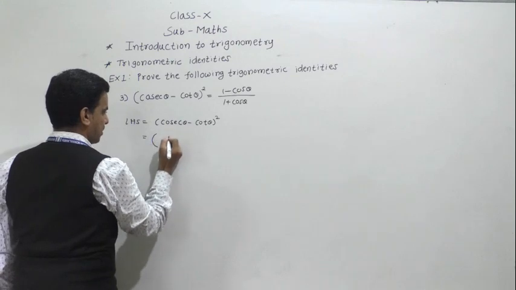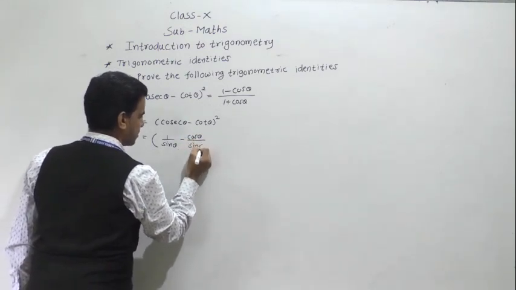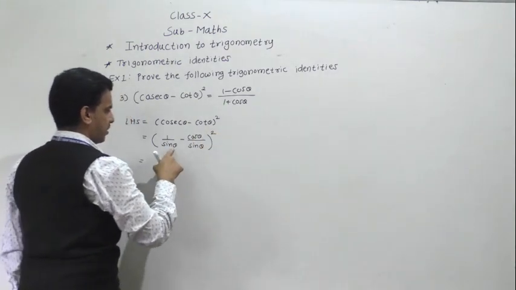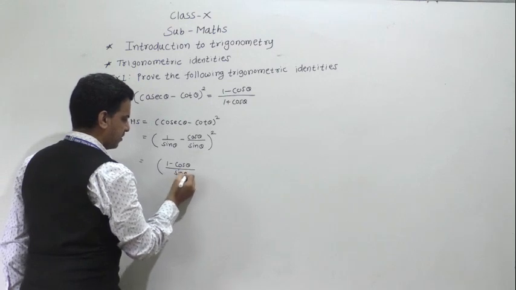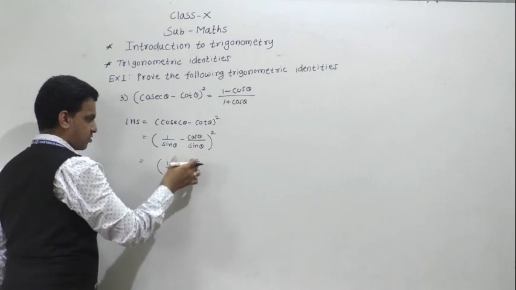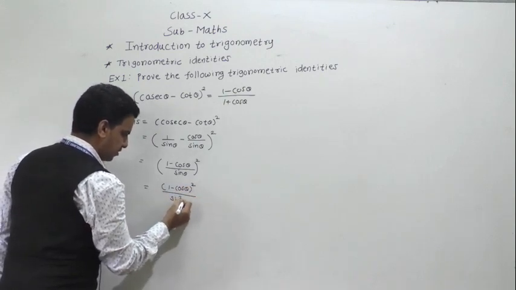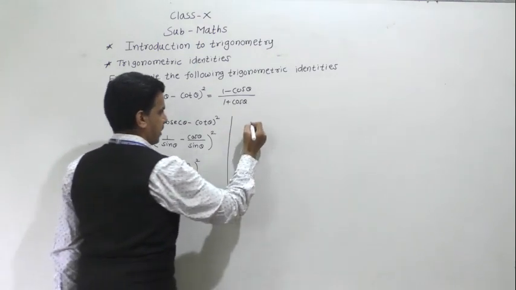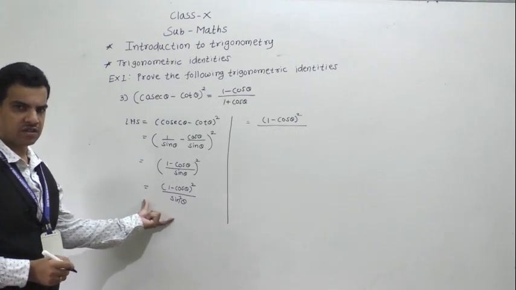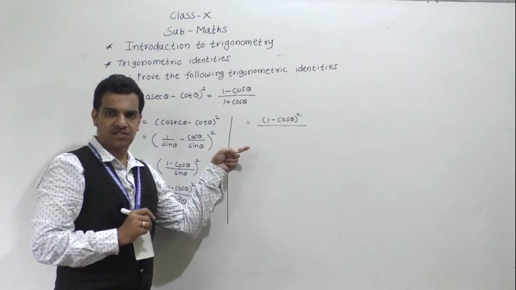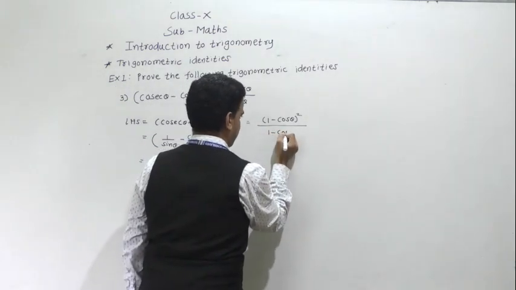So cosec theta is 1 upon sin theta, minus cot theta, cos theta divided by sin theta, bracket square. Now here the denominator is the same, so we can write (1 minus cos theta) divided by sin theta, bracket square. If we separate this square, what we have is (1 minus cos theta) bracket square divided by sin square theta. Now (1 minus cos theta) bracket square, keep as it is, divided by sin square theta. Sin square theta, we know that is 1 minus cos square theta, because sin square theta plus cos square theta is equal to 1. So the value of sin square theta is 1 minus cos square theta.